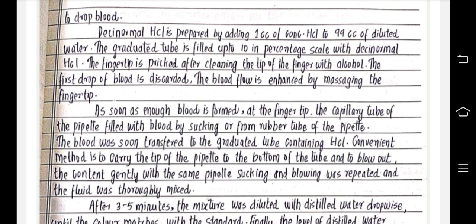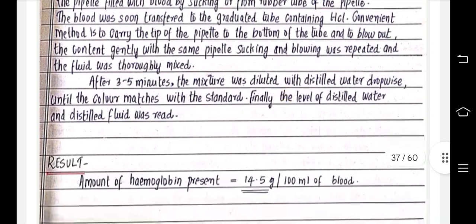After 3 to 5 minutes, the mixture is diluted with distilled water dropwise until the color matches with the standard finally, and the level of the fluid is read. Result: amount of hemoglobin present is 14.5 grams per 100 ml of blood.